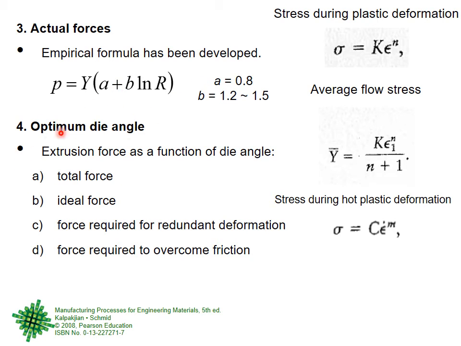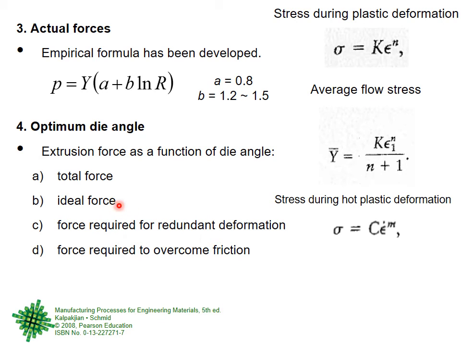Optimum die angle, right? Remember, right? At low die angles, the force is high. At high die angles, the force is high. The curve is going like this. So there is an optimum die angle. So this optimum die angle depends on the total force, the ideal force, the force required for redundant deformation, the force required to overcome friction. So there are different components.